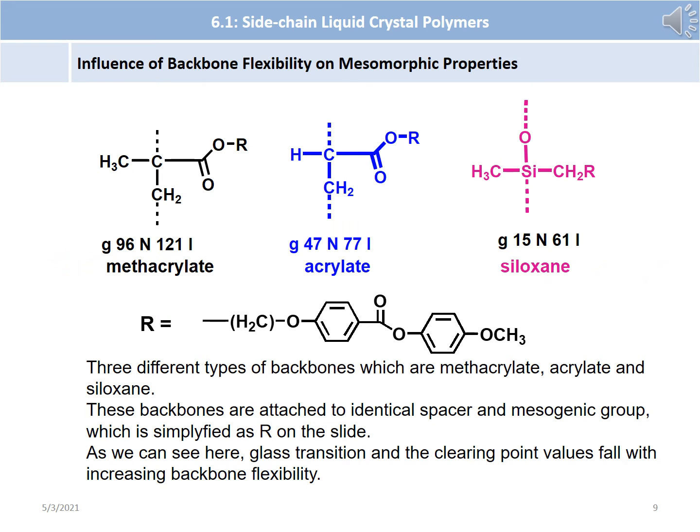Let's see the influence of backbone flexibility on mesomorphic properties. On this slide, three different types of backbones, which are methacrylate, acrylate, and siloxane. These backbones are attached to identical spacer and mesogenic group, which is simplified as R on the slide. As we can see here, glass transition and the clearing point values fall with increasing backbone flexibility.